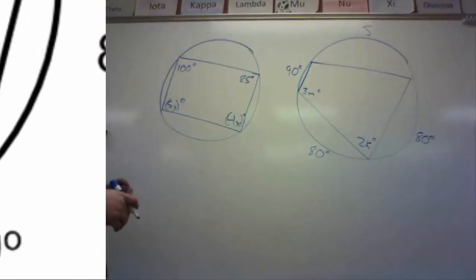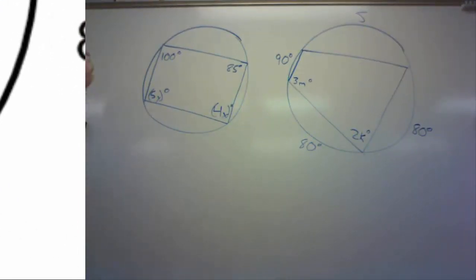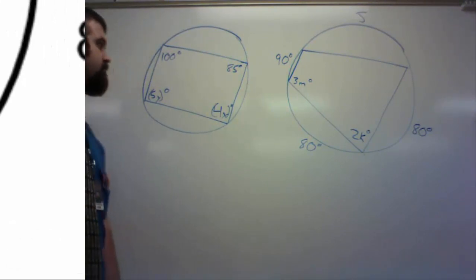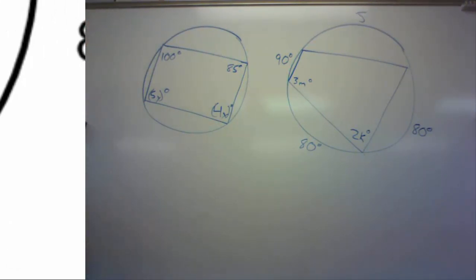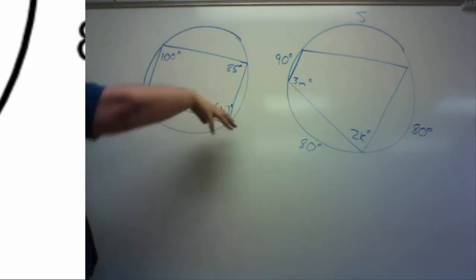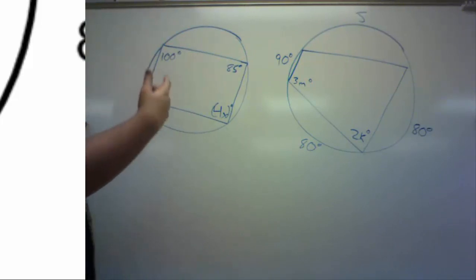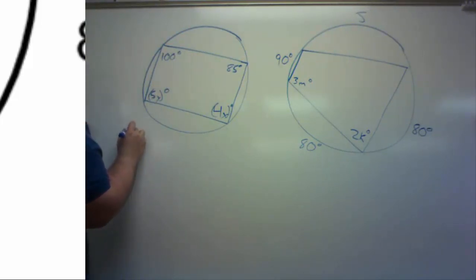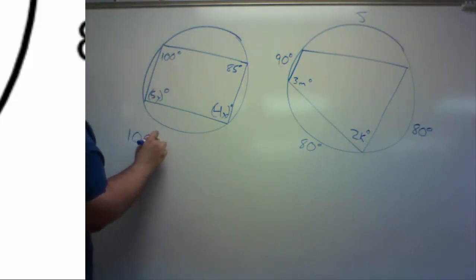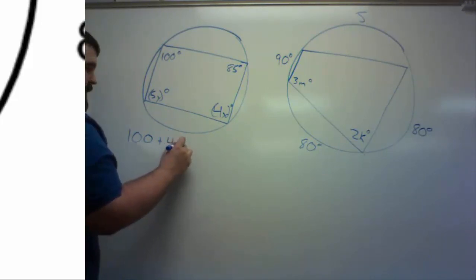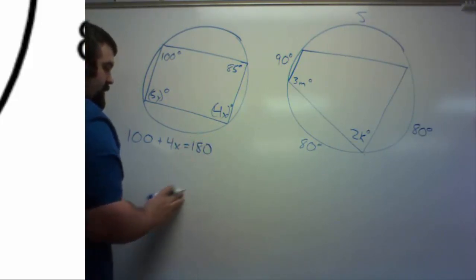Alright, so I look at this. Both of these shapes are quadrilaterals. So wait, the last theorem just said that the only type of quadrilateral I can put in here are ones that have opposite angles being supplementary. So the only way this quadrilateral is inscribed is if this angle here and this angle here, opposite angles, add up to be 180. So 100 plus 4x has to equal 180.